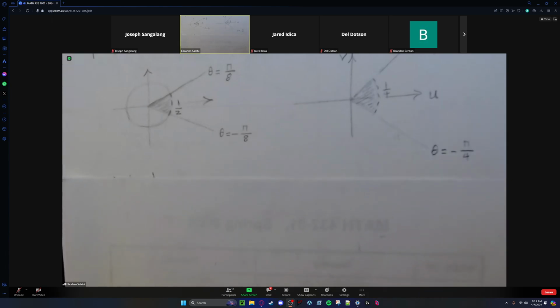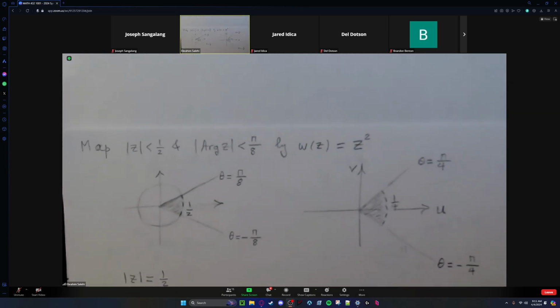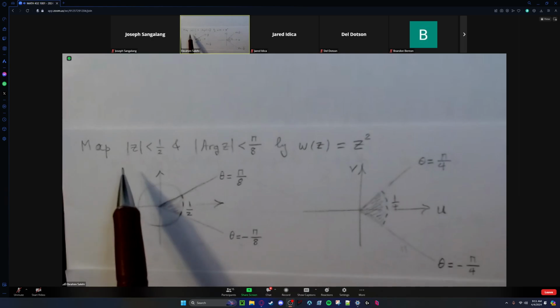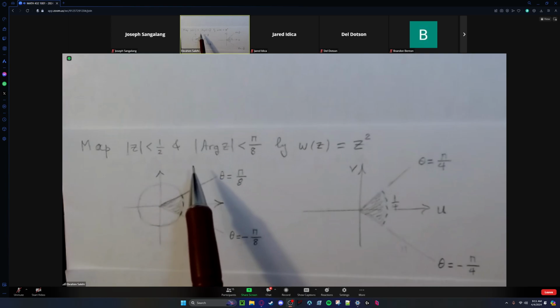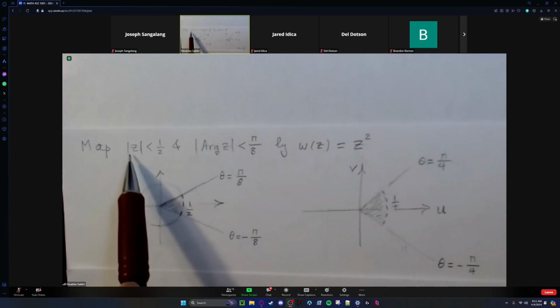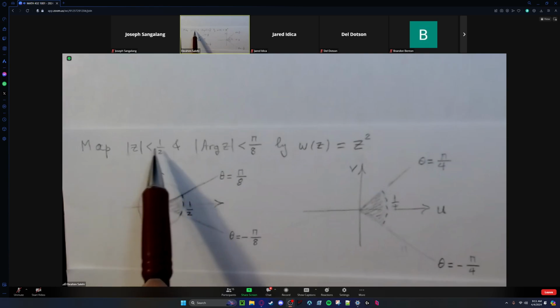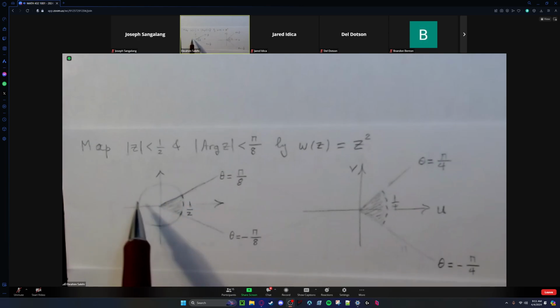So here is another example. The question is, they will describe a region for you. And this is one of the example problems of your book. Modulus of z is less than 1/2. That means you have a circle of radius 1/2, and z has to be inside.